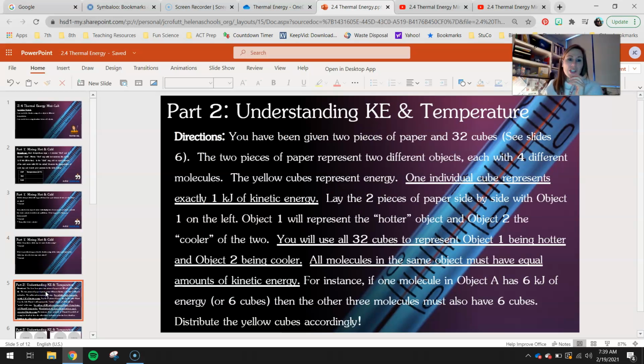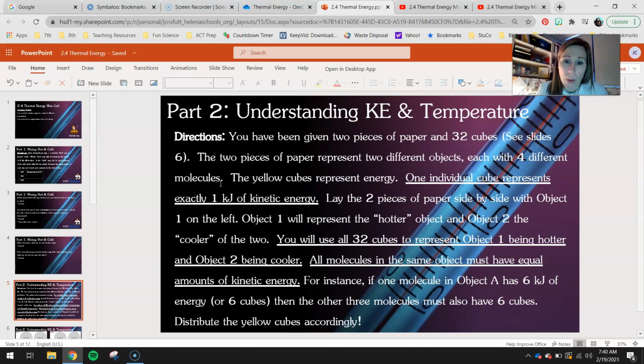All right, so now we're going to actually say that we're scientists that can zoom in and look at a molecule and see energy. Okay, so what we're going to be doing in this part is modeling what that might look like to someone who maybe doesn't understand what temperature really is or what that would look like in molecules. So you've been given 2 pieces of paper and 32 cubes. You guys will see that slide 6 is actually your 2 pieces of paper and cubes. The 2 pieces of paper represent 2 different objects, each with 4 different molecules. So you'll see a total of 8 molecules, 4 in object 1, 4 in object 2.